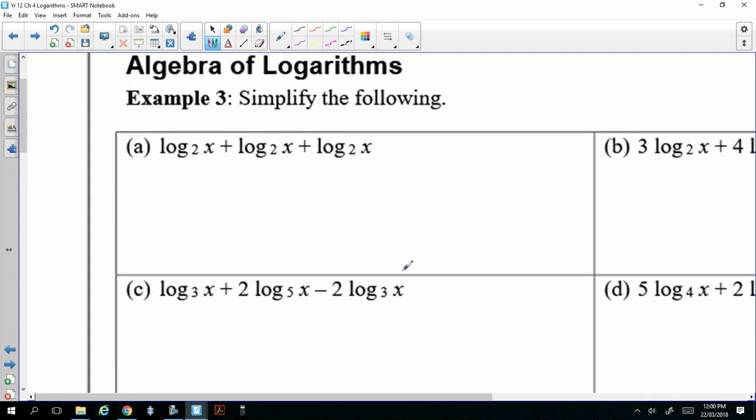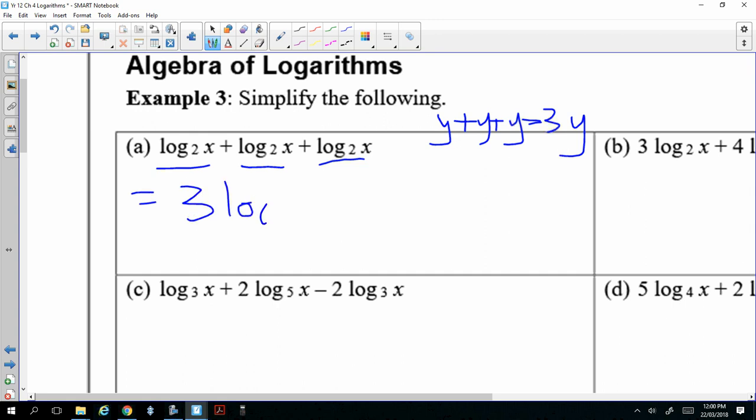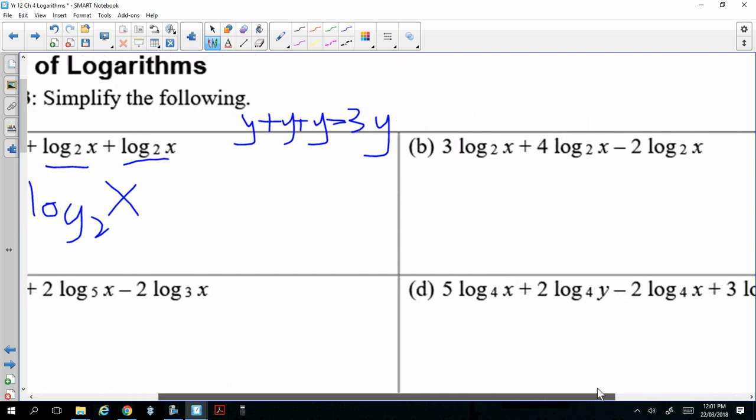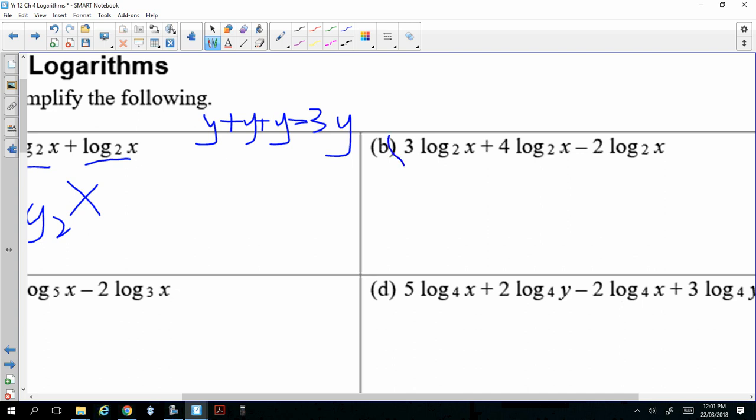As you can see, they're all the same. It's like collecting like terms. If I add y plus y plus y, that's 3y. So we can write 3 log base 2 of x. Yep, that's the first one. How about the next one? You just go 3 plus 4, which is 7, minus 3 is 5. So write 5 log base 2 of x, like that.